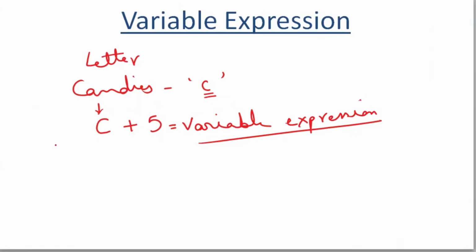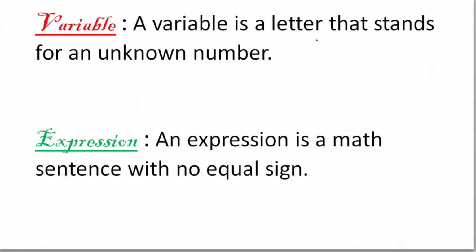Now let's see the definition of it, what it says. A variable is a letter that stands for an unknown number. What is a variable? It is a letter that stands for an unknown number. For example, we can represent it with A, B, C, X, M. Whatever it is, we can represent the unknown number with a letter that is called a variable.